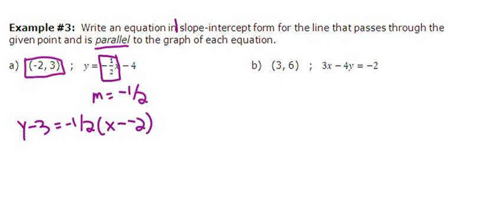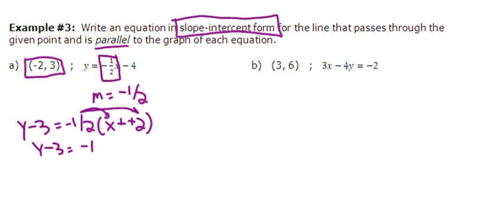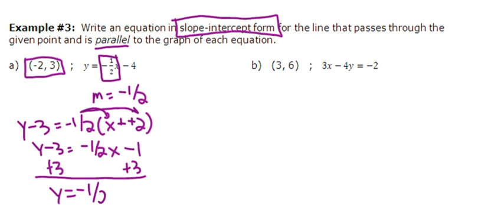Now, always look for the final form they want it in. They want it in slope-intercept form, so I have to solve for y. So first, minus negative 2 is plus 2. I need to distribute. So I have y minus 3 equals negative 1/2 x minus 1. Negative 1/2 times 2 is negative 1. Then I add 3 to both sides. So I get y equals negative 1/2 x, negative 1 plus 3 is positive 2. There's my equation in slope-intercept form.